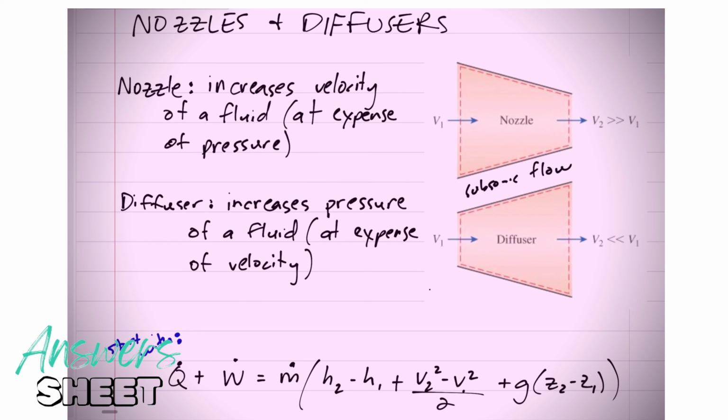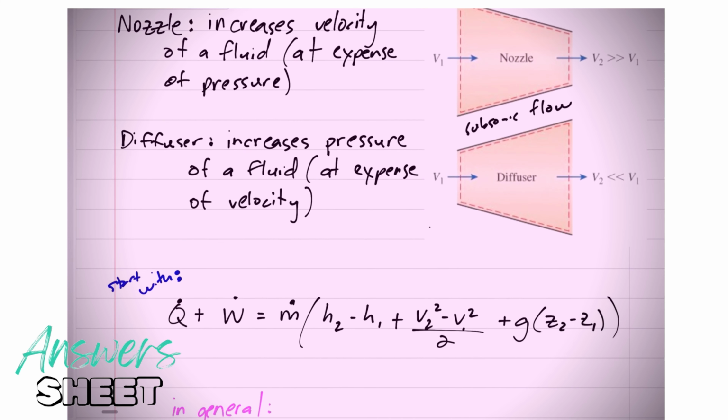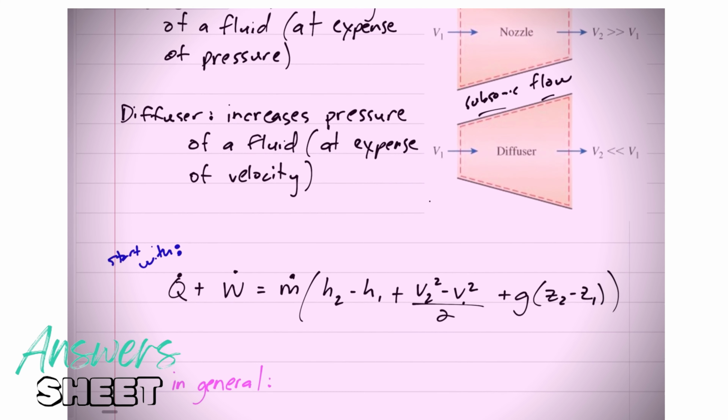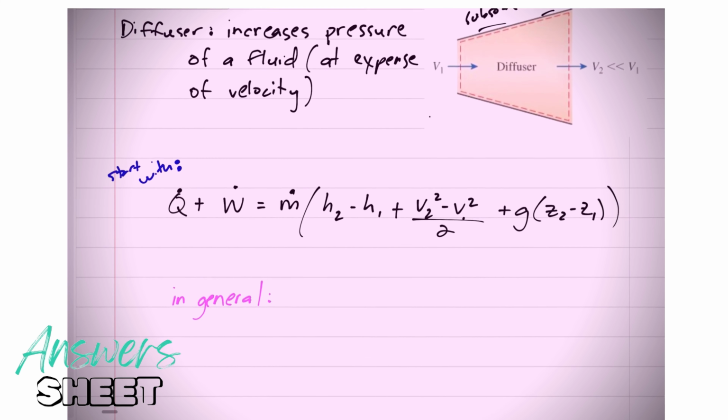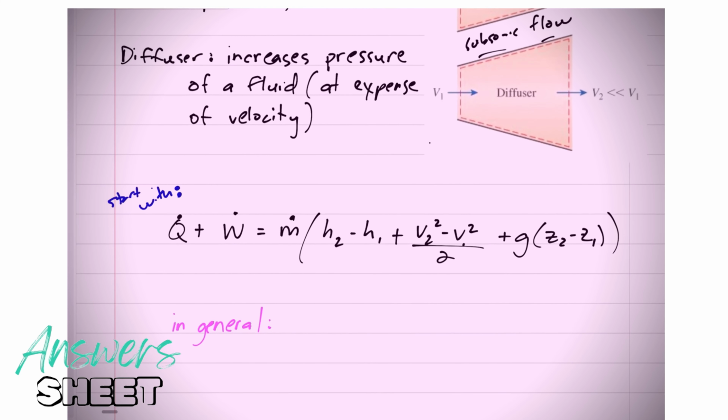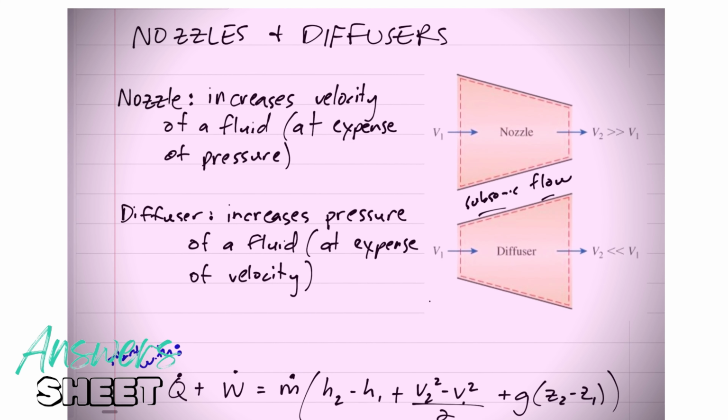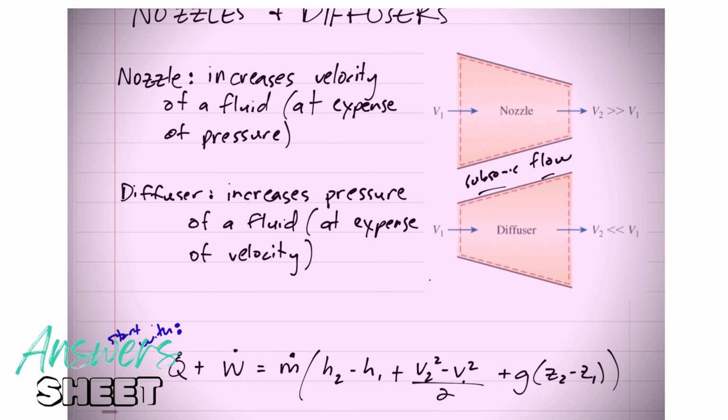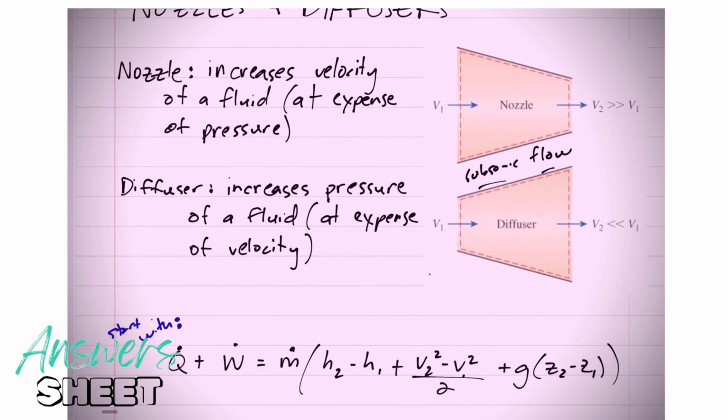Nozzles and diffusers either increase the velocity or decrease the velocity, right? A nozzle increases the velocity, a diffuser decreases the velocity if we're in subsonic flow, by changing the cross-sectional area. If we start with Q plus W equals m dot, right, because this is one inlet and one outlet, and a diffuser is just a backwards nozzle, right? You just flip the same device.